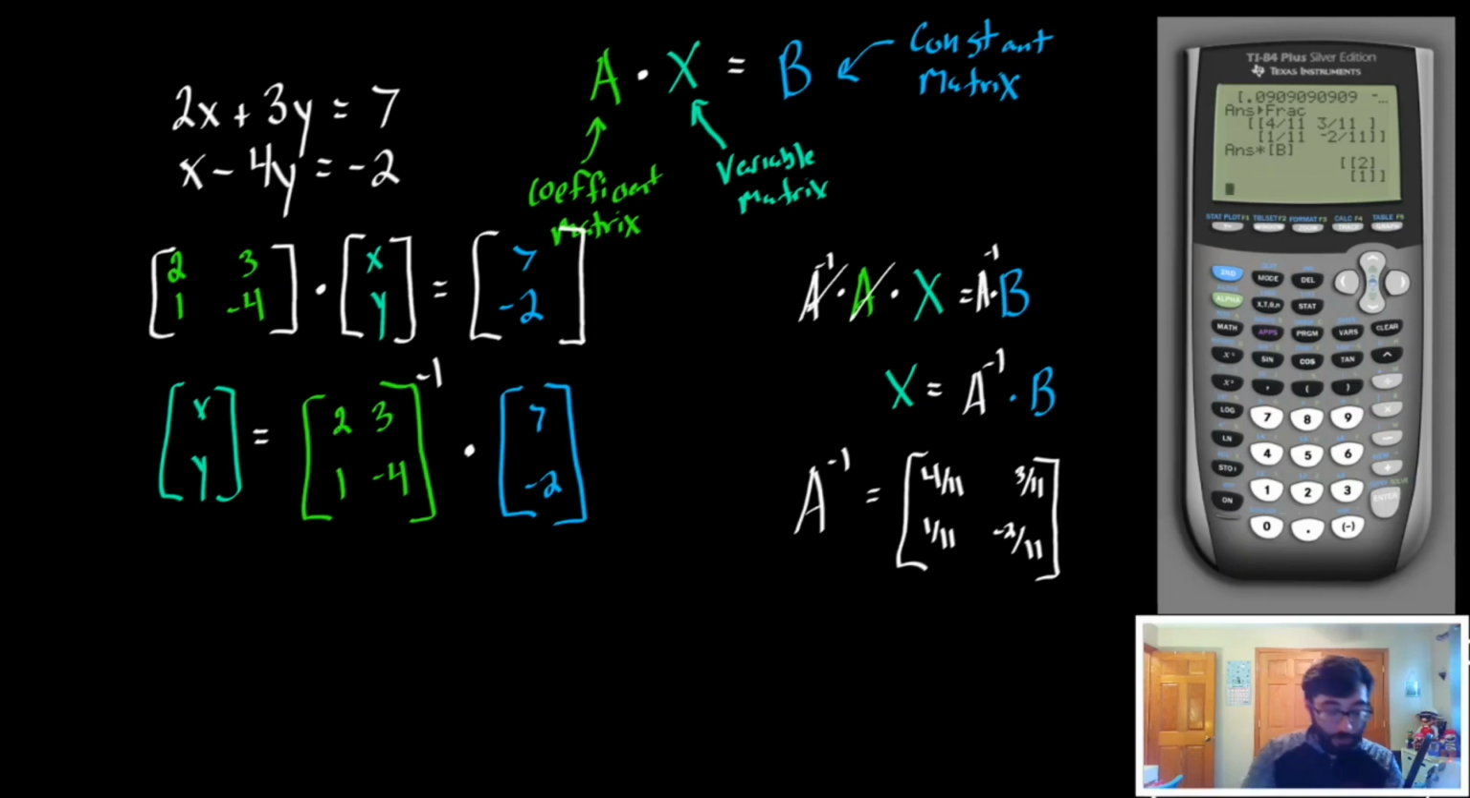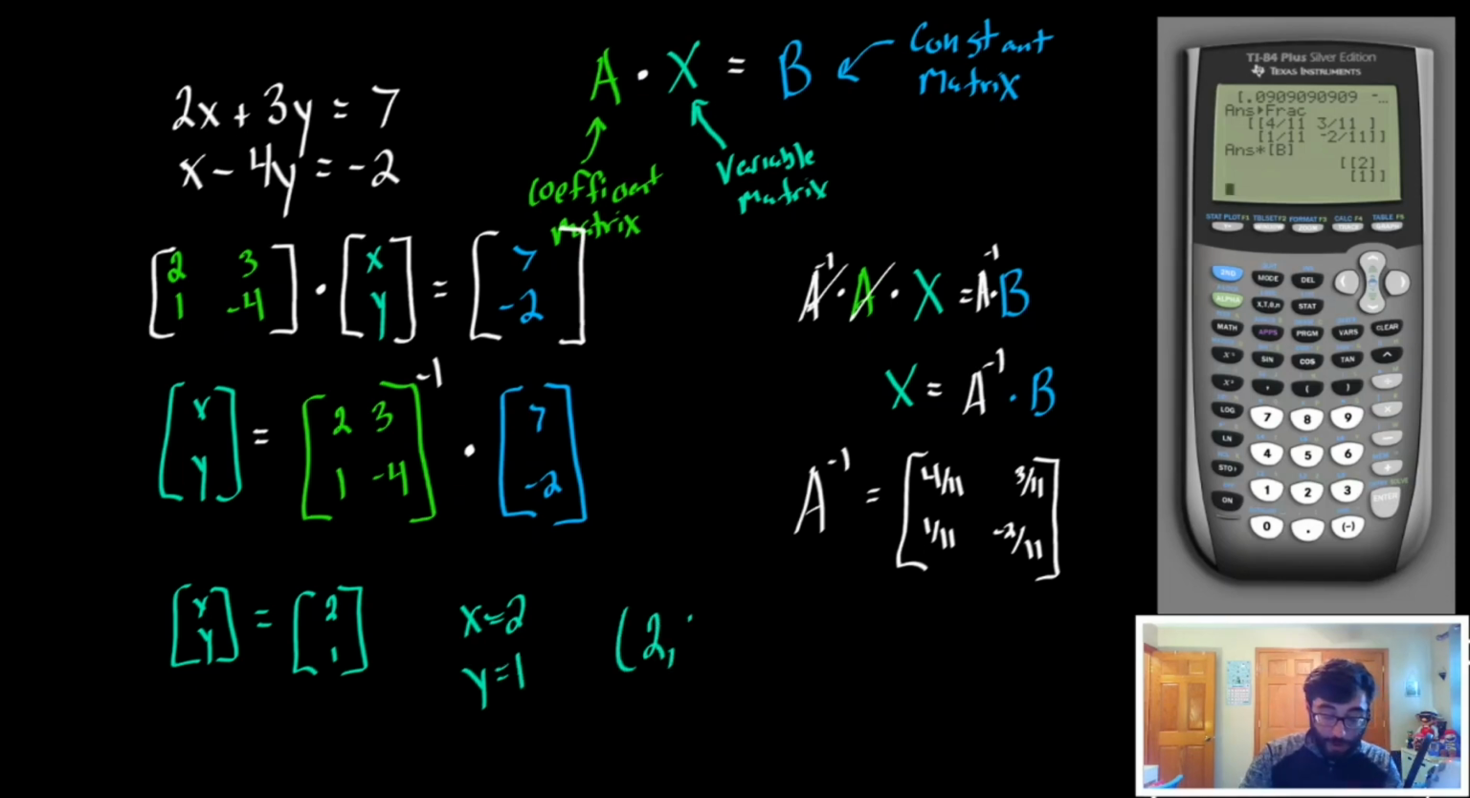We have 2, 1. So what that means is that matrix XY, which is our variable matrix, is equal to the matrix 2, 1. And that means that X is equal to 2 and Y is equal to 1. And remember, this is a system, so we should always write our answer as an ordered pair.